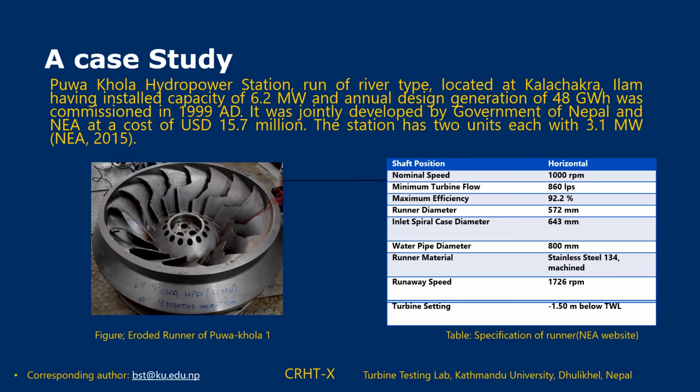So in order to understand the application of reverse engineering method in remodeling of an eroded Francis runner, we took a case study on the eroded runner of Puwa Khola hydropower station, in Ilam, Nepal, and the runner is capable of producing 3.1 megawatt of hydropower. And we can see in the picture on the left side that due to the erosion, around 40% of the blade surface is eroded and damaged.